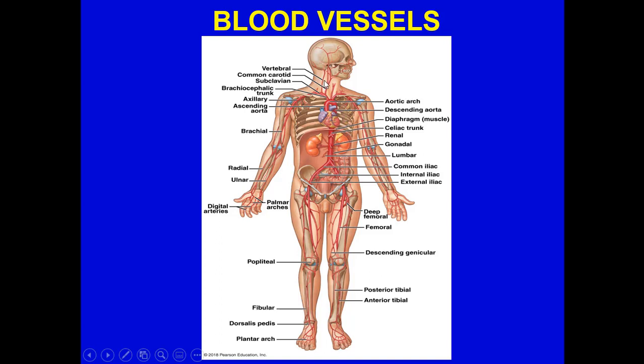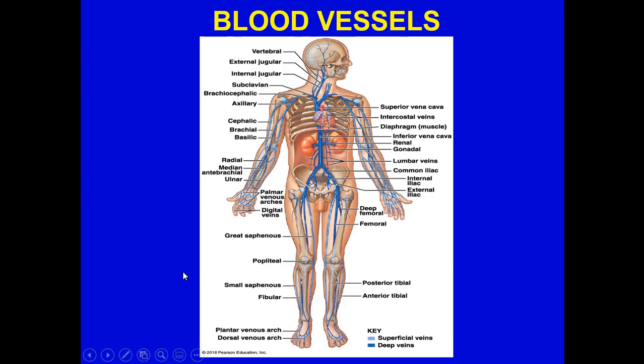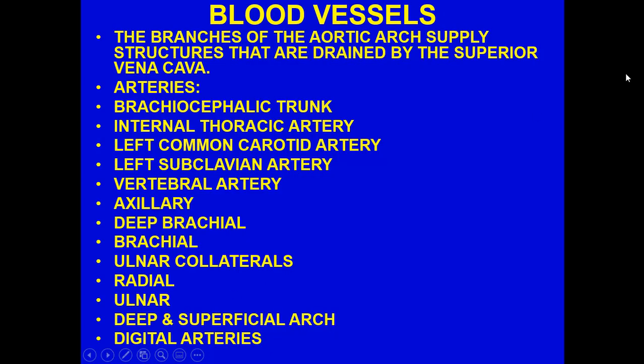Now, as you see one of these diagrams, and you'll see more of these, you want to be clear about which are the arteries and which are the veins, and where they are located. Same thing here with the veins, and you would follow them up till eventually you get to the heart. So the branches of the aortic arch supply structures that are drained by the superior vena cava.